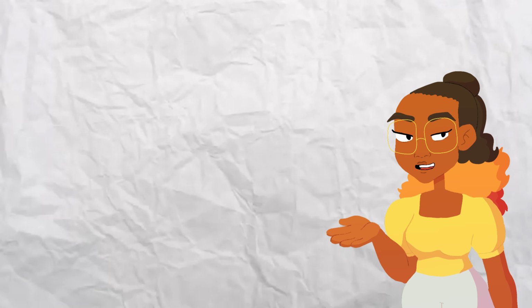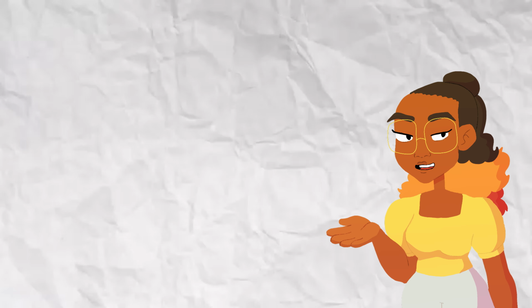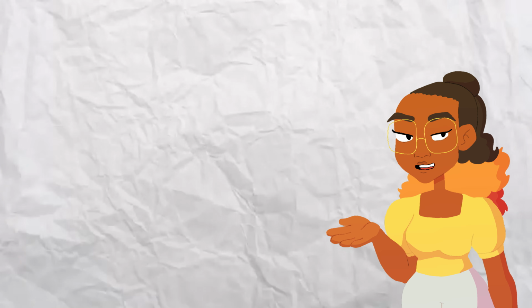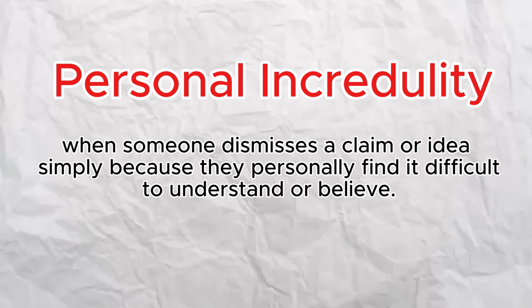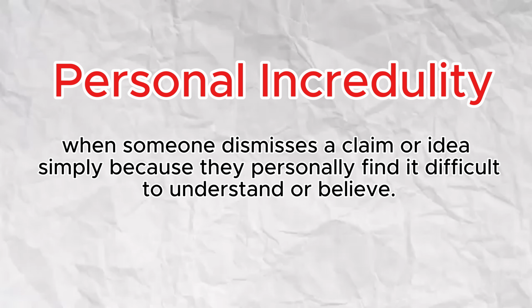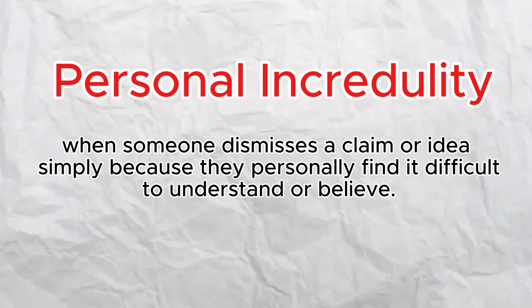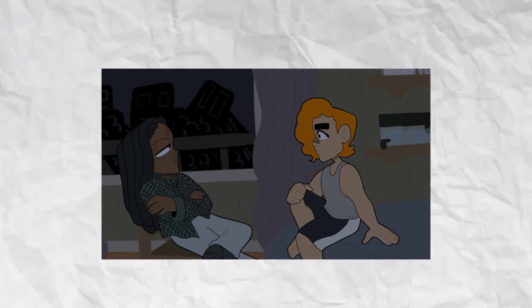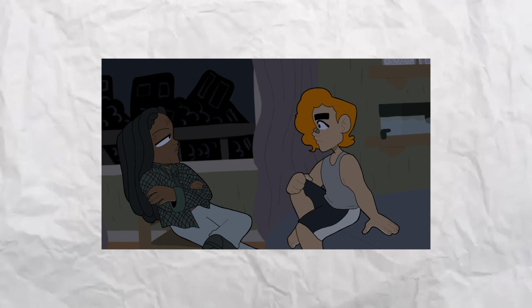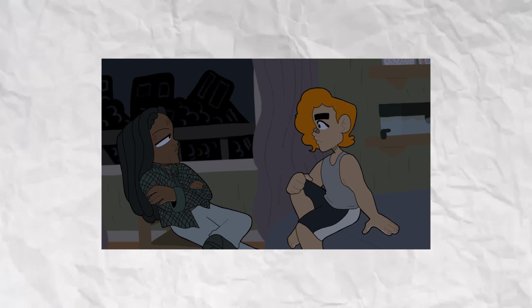So we have 2 fallacies here, personal incredulity and appeal to character. So let's define the first one. Personal incredulity is when someone dismisses a claim or idea simply because they personally find it difficult to understand or believe. So basically, I can't imagine how this is true, therefore it's false.